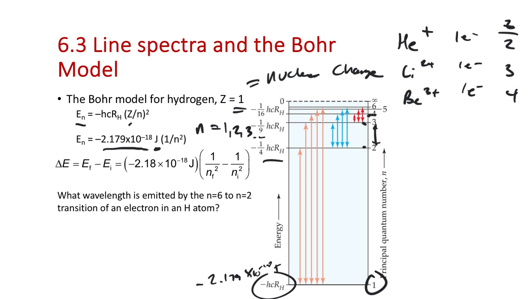If you keep going to 4, 5, 6, we're approaching 0. So we're approaching infinity for n. The energy would be approaching 0 as n approaches infinity. So we're approaching an energy of 0 here for the atom.